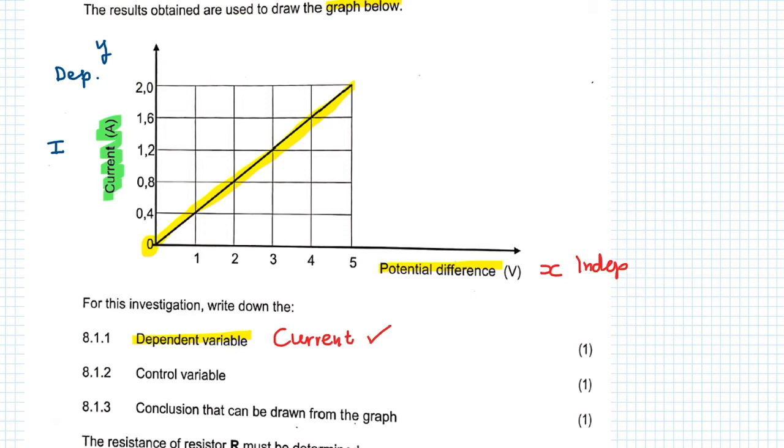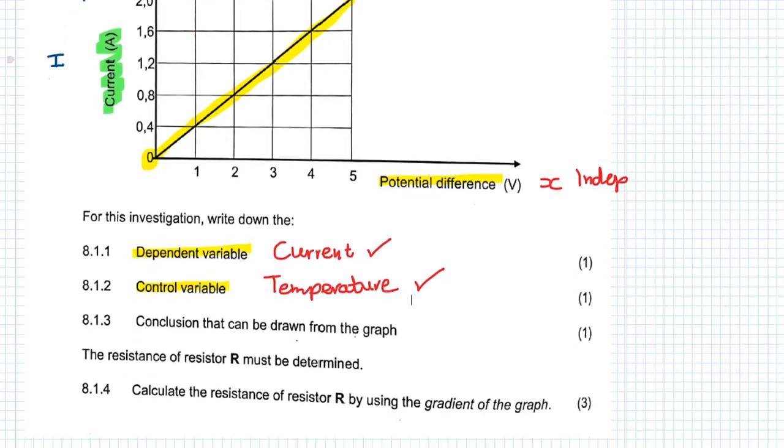Question 8.1.2 says, for this investigation, write down the controlled variable. Now, when we are conducting an experiment of this kind, where we are dealing with an electric circuit, and over here we are actually investigating Ohm's law, we know that temperature does affect the resistance within the circuit. We therefore would like to keep the temperature constant, and for writing down temperature you're going to get your 1 mark, since temperature is the controlled variable in this investigation.